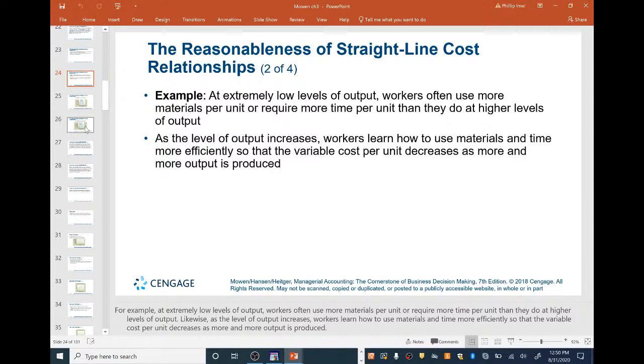Same thing setting posts. You have to get them to balance, okay? The first couple posts we set, we're kind of trying to find our way, find our routine, right? But as we continue to set these posts, we learn from our mistakes on the prior post, and it becomes easier to set the post. So it's the same thing. As the level of output increases, workers learn how to use materials and time more efficiently, because it's the same song and dance, just repetitive. As you repeat something, remember, repetition is the father of learning. You become more efficient in what you're doing because you learn from your mistakes and you get better at it. So once again, the variable cost per unit decreases as more and more output is produced.